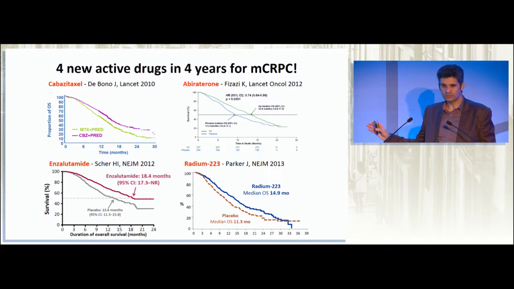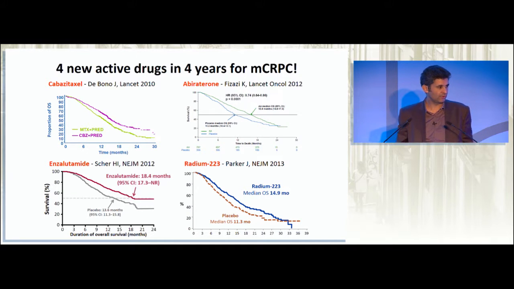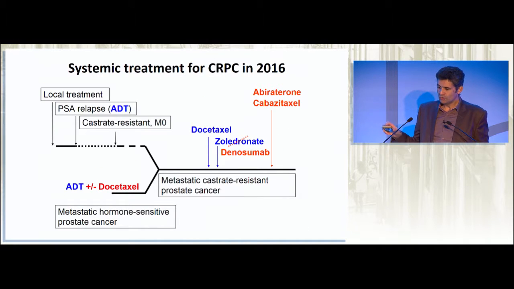I just put them in chronological order the way they came to us, at least taking into consideration phase 3 trial evidence. All these 4 compounds are associated with overall survival improvement. So the situation is getting much more complex now.